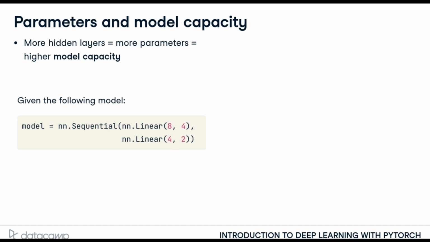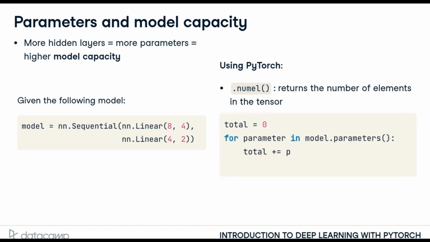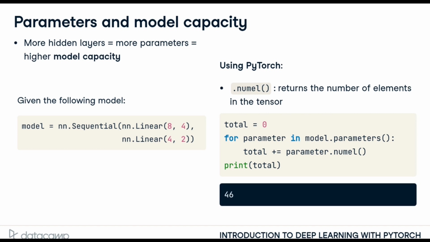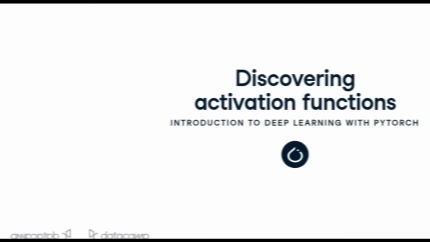We can also calculate this in PyTorch using the .numel method. This method returns the number of elements in a tensor. By looping through the model's parameters and summing the number of elements, we can confirm that the total is also 46. Understanding parameter count helps us balance model complexity and efficiency. Too many parameters can lead to long training times or overfitting, while too few might limit learning capacity.